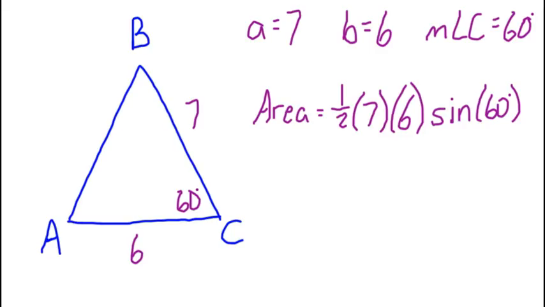For example, if we had a triangle ABC, A is equal to 7, B is equal to 6, and the measure of angle C is 60 degrees. If we plug this into the formula, area equals 1/2 times 7 times 6 times the sine of 60 degrees. So the area of this triangle would be approximately 18.2 square units. Whether we're in centimeters or inches, 18.2 units squared. So that's one new way we can find the area of a triangle.